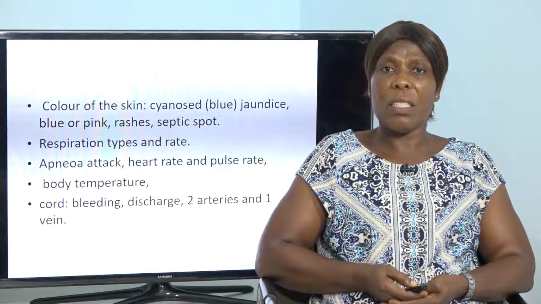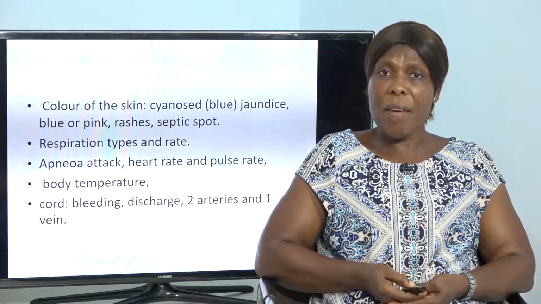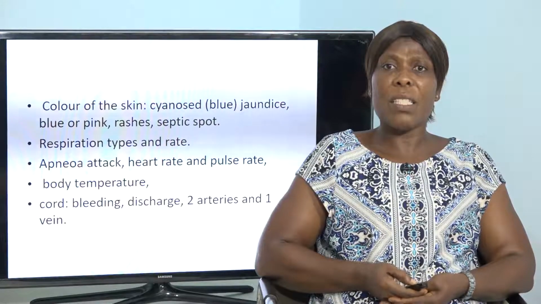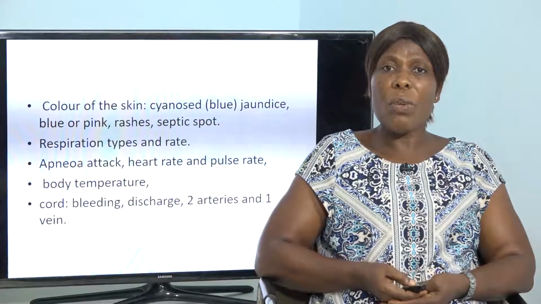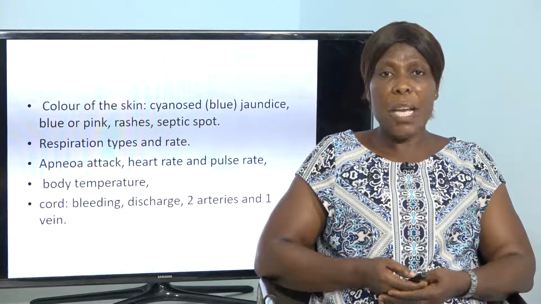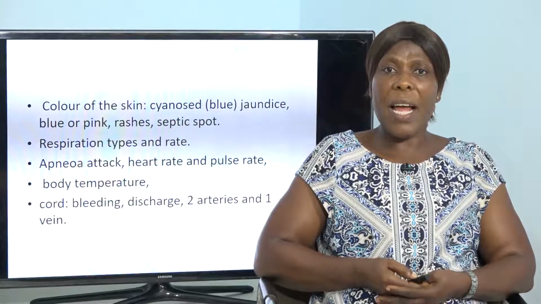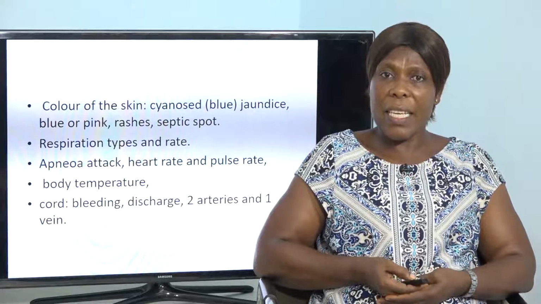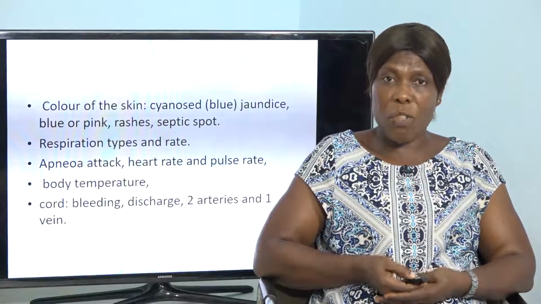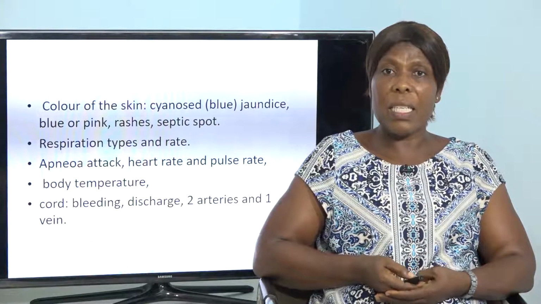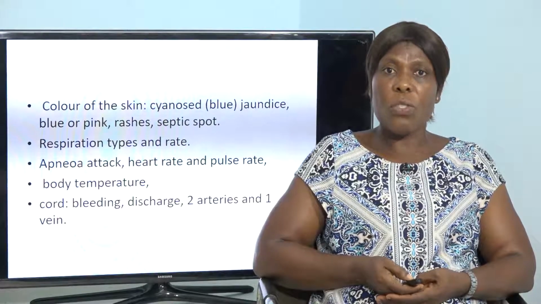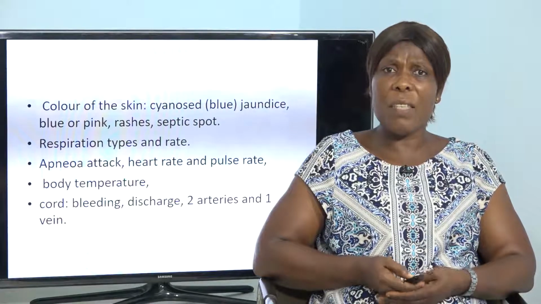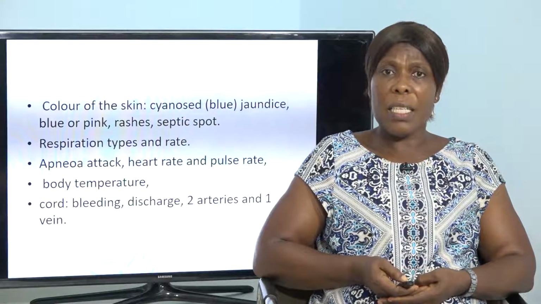How is the respiration? Is it shallow, deep, and then the rate? Is there any apneic attack? What is the heart rate, the pulse rate? And then we also look at the body temperature. Then we come to the cord. Is the cord dry, bleeding? Is there any discharge? Are the arteries and the veins intact? So that if there's any transfusion, we can quickly rely on these arteries and veins in the cord. So we need to observe the cord for any bleeding, any discharge, and if there's any offensive smell in the cord, then we intervene quickly.